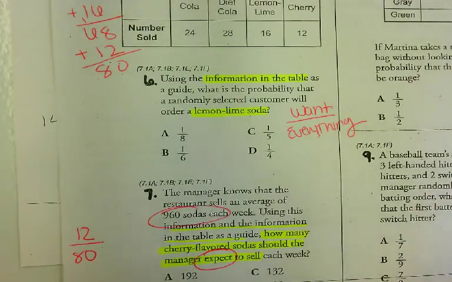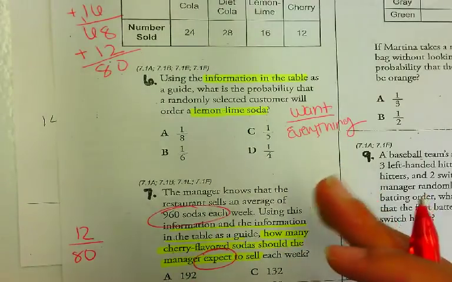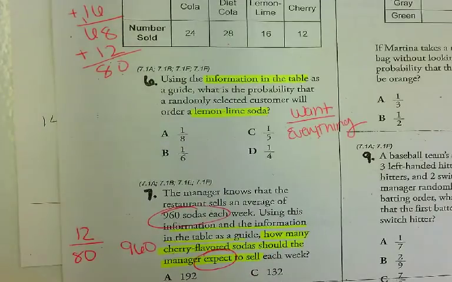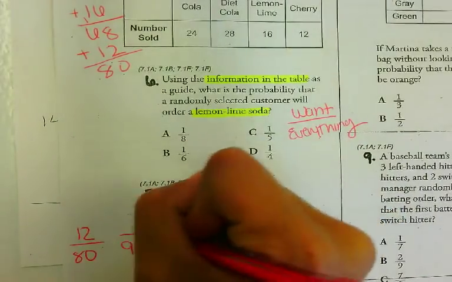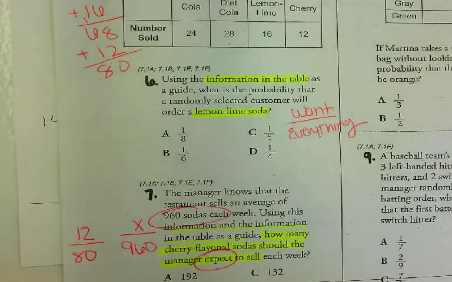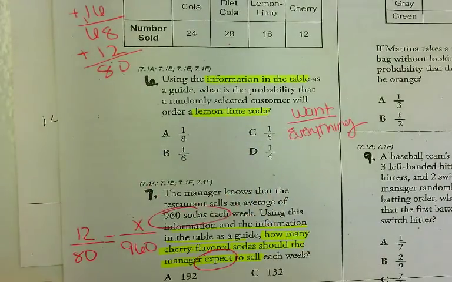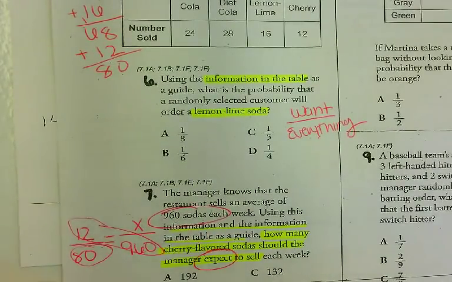So hopefully you paused it and figured it out. But 960 is going to be your total. It's going to be your everything. So because it's your everything, it goes on the bottom. And we want to know how much she is expected to sell. How much does she want to sell? So that is your part or your X. Well, we know that these two things need to be equal to each other. So now we're going to do our proportion. So we're going to cross multiply and then divide.